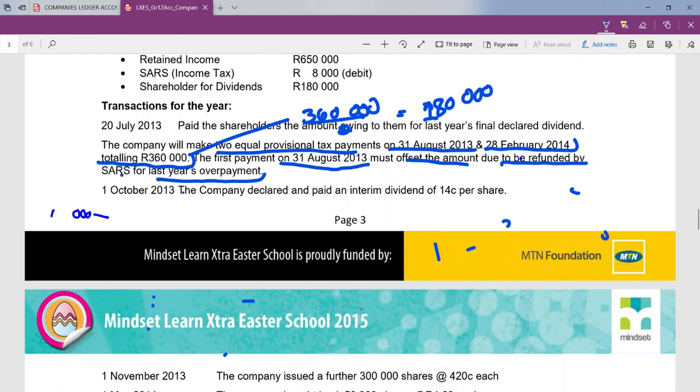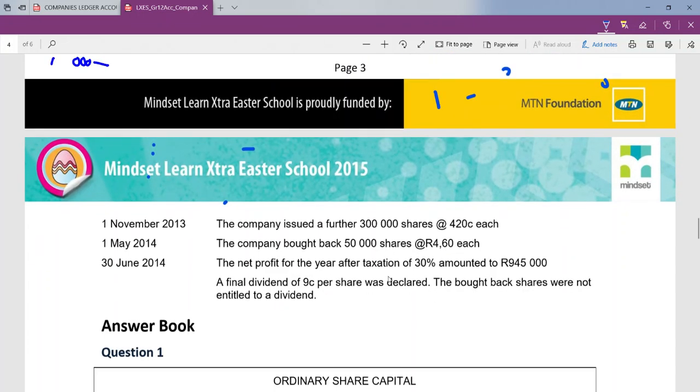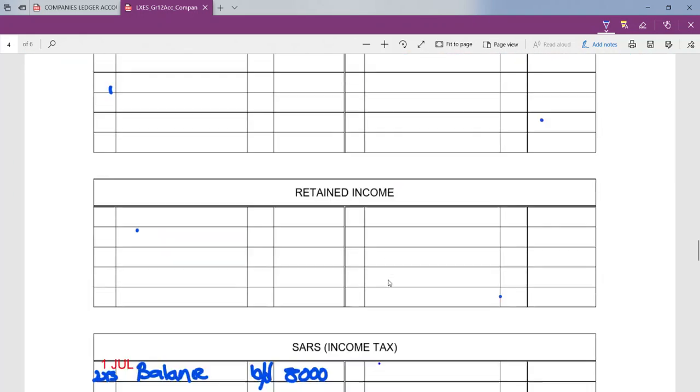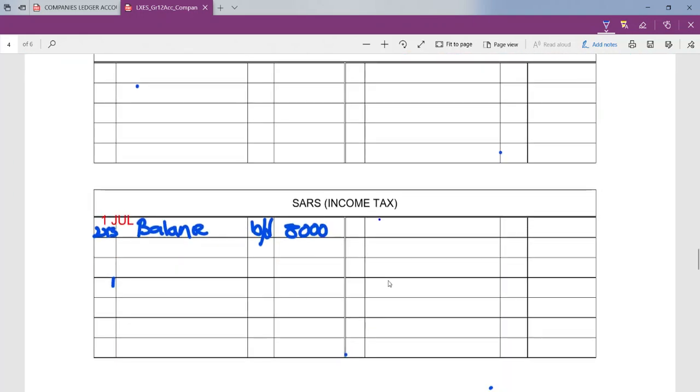But when you do your calculations, you must show them on your answer sheet, because now we are making use of electronic marking and so forth. And I'll advise you to also avoid writing in pencil, because sometimes when they scan your answer book, you find out that it's not clear, and then you end up losing marks unnecessarily.